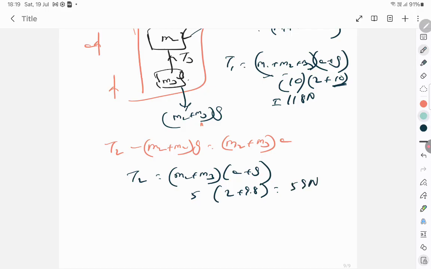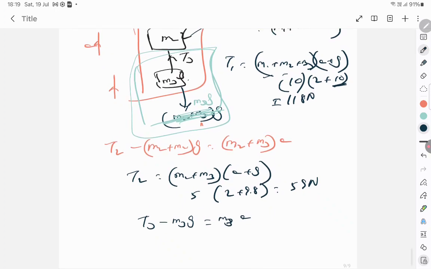To find T3, you should take this free body diagram, where the mass is only of M3 into G, which is acting downward. So what is greater? T3 is greater than M3G. T3 is responsible for M3 to accelerate upward. So T3 is equal to M3 into A plus G. M3 itself is mass 3, and A plus G itself is 2 plus 9.8, and as usual you can get this answer, it's 34. But a very, very important sum.